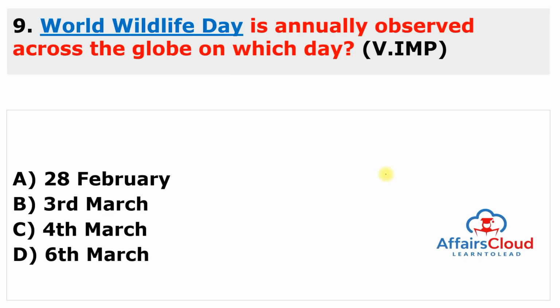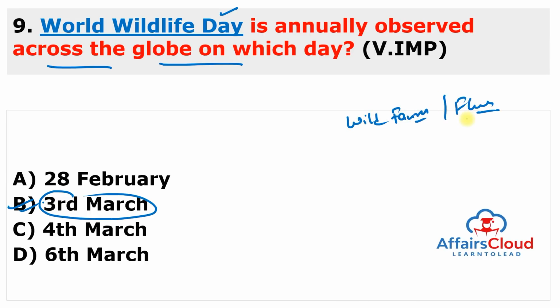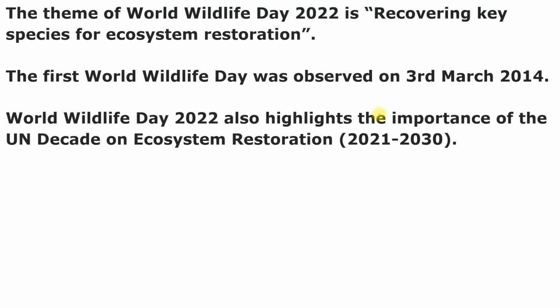Moving to next question. World Wildlife Day is annually observed across the globe on which day? Again, very important question, and it is observed every year across the globe on 3rd of March. So answer of this question is B, and its main aim is to celebrate and create awareness about the importance of wild fauna and flora. So 2022 theme is very important. Remember the theme. Theme is recovering key species for ecosystem restoration.